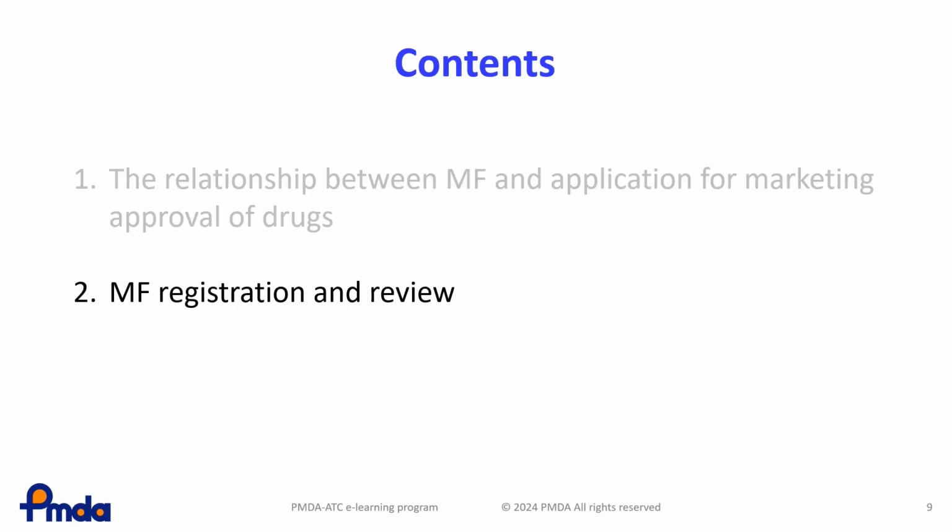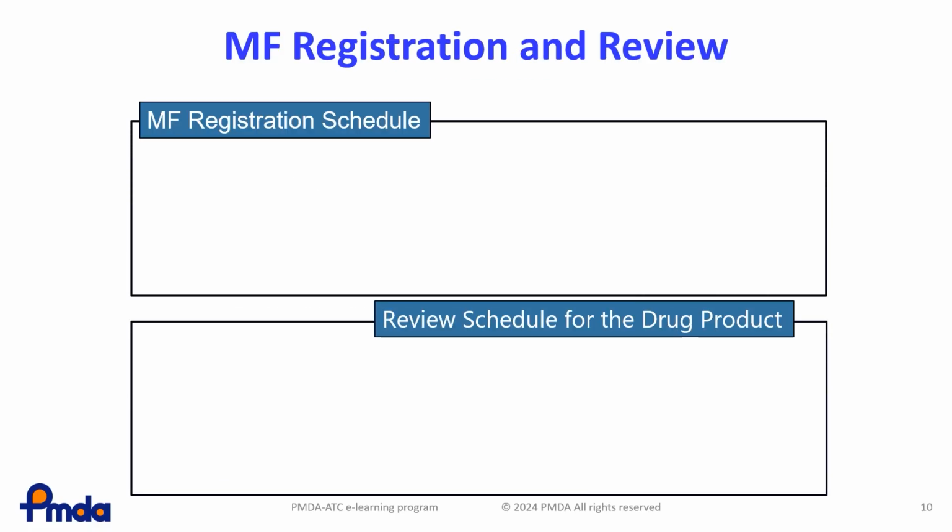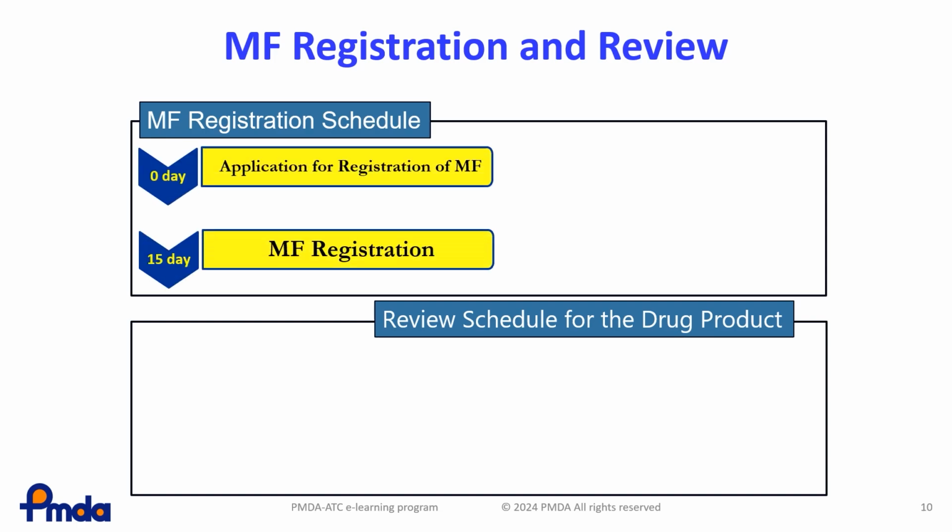The next topic is MF registration and review. This slide explains the master file registration schedule and master file review. If there is no procedural deficiency at the time of application, a registration certificate will be issued within 15 days after application for registration. This is aimed to expedite the master file registration.